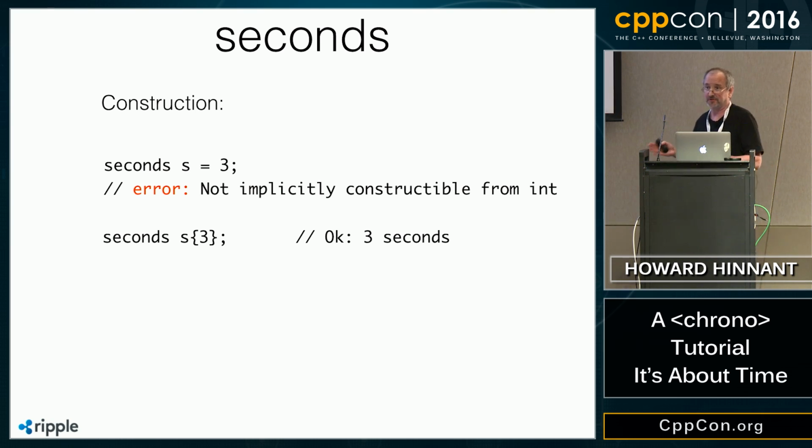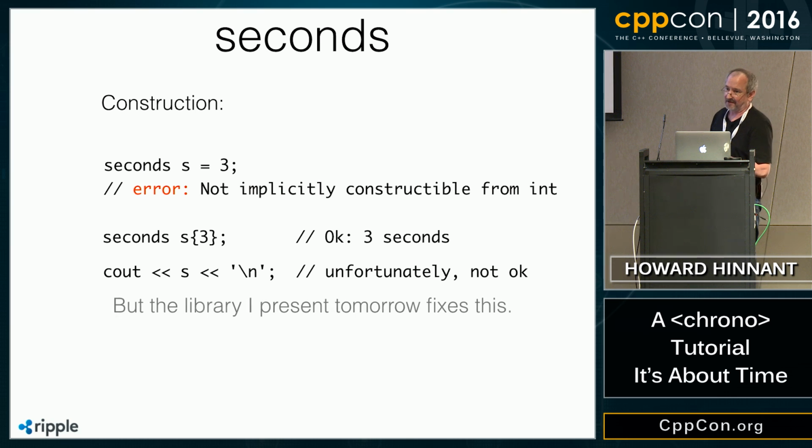But of course, sometimes you need to say 3 seconds, and this is how you do it. You just say seconds, and seconds is in namespace std::chrono. That's not shown here. You can use the curly braces or parens, and you give it some integer. So here's how you'd say 3 seconds. Very simple.